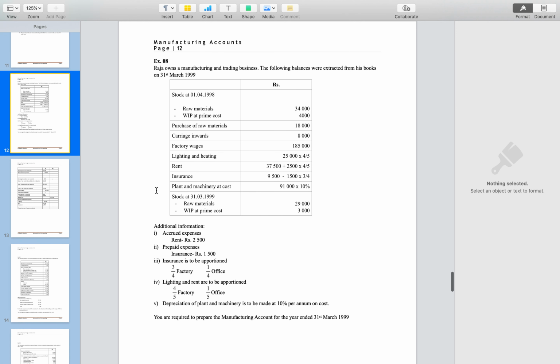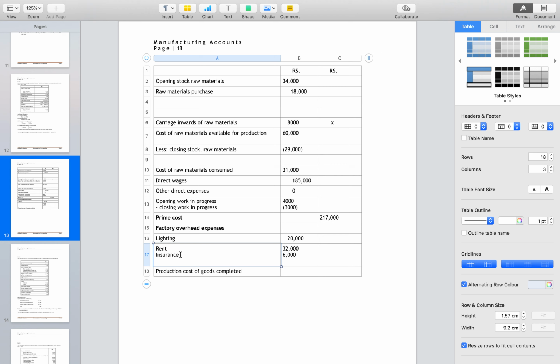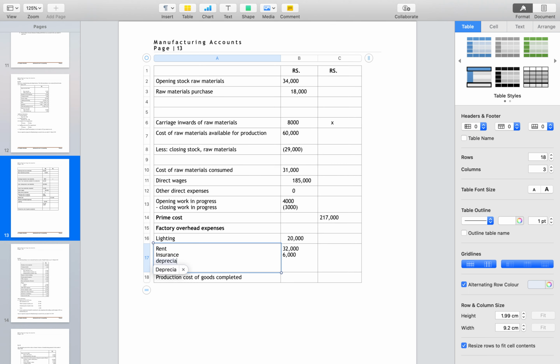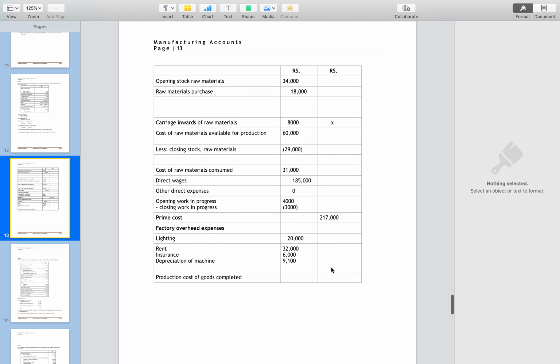And then the last one, we have plant and machine. Remember, you don't take the plant and machine completely. From the plant and machine only you have to take this 10% depreciation. So 10% on 91,000 will now be 9,100. That also should be marked as an overhead over here. So depreciation of machine will now be 9,100. In the question, the last two were the closing stocks. We have already taken closing stocks into consideration, so that is also done.